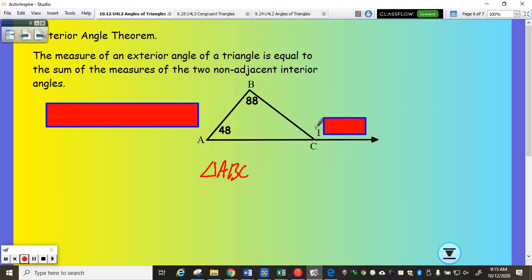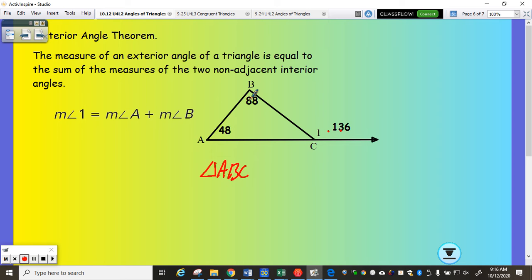What that means is, to find this angle, add up the two angles that are not next to it. So I'm going to add this and this to get angle 1. So angle 1 is going to be 136. So the theorem says to find the exterior angle, to find angle 1, we would add up angle A plus angle B. Does that make sense? Okay. Now, it certainly gets a lot more complicated than this. But again, it's just like anything else. If you know the basics, then you can apply the more complex ideas to it.